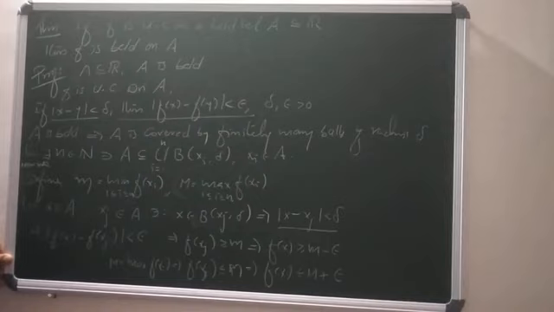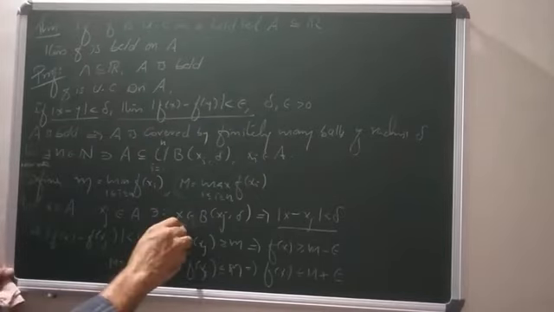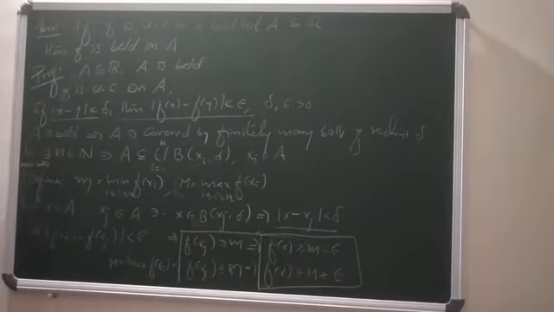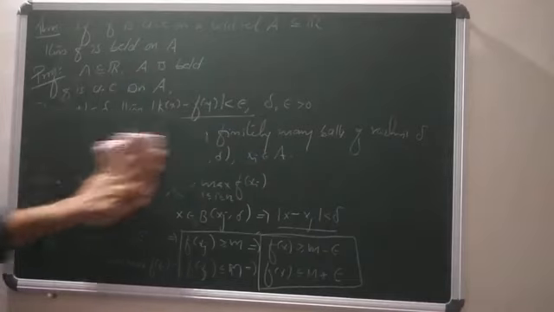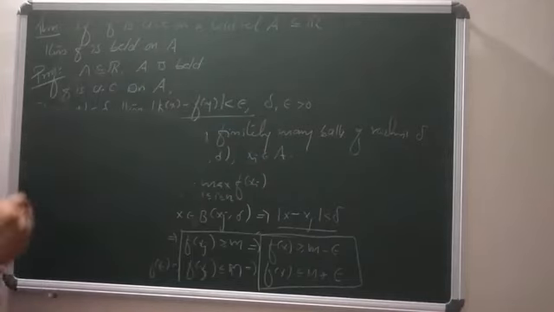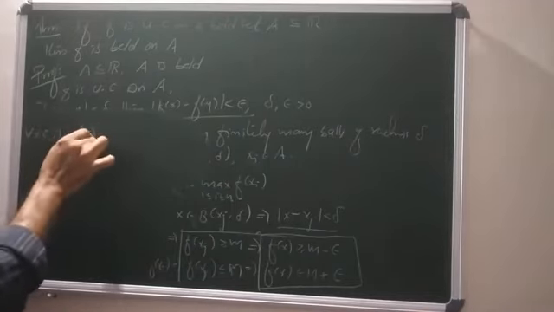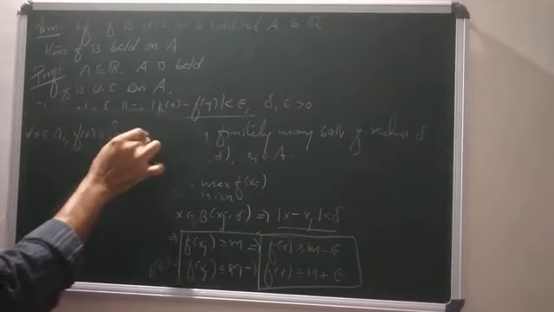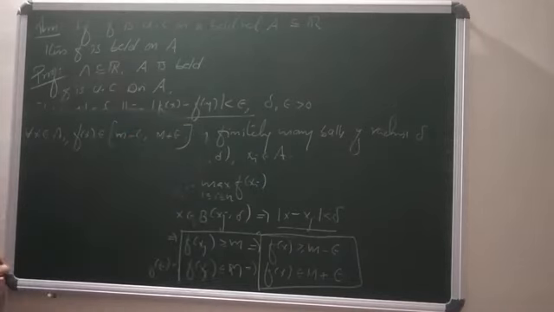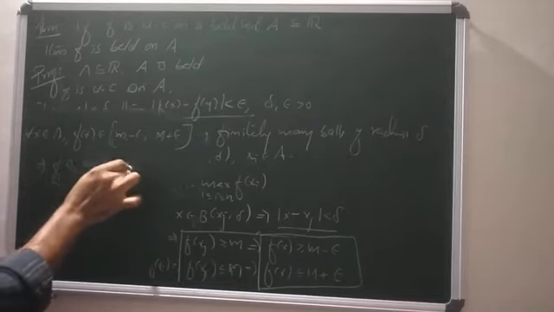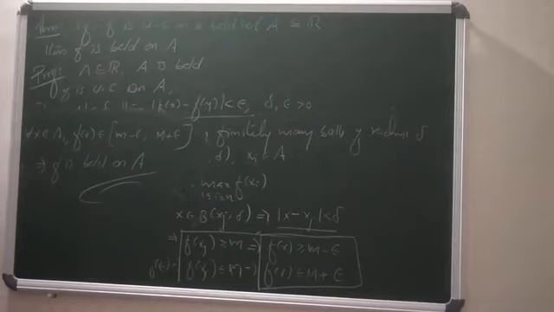Okay, so combining these two arguments, f of x is greater than or equal to m minus epsilon and f of x is less than or equal to capital M plus epsilon. That means for all x in A, f of x lies in the closed interval m minus epsilon to capital M plus epsilon. So that means f is bounded on A. Okay. So when A is a bounded set and f is uniformly continuous on A, then f is bounded on A.